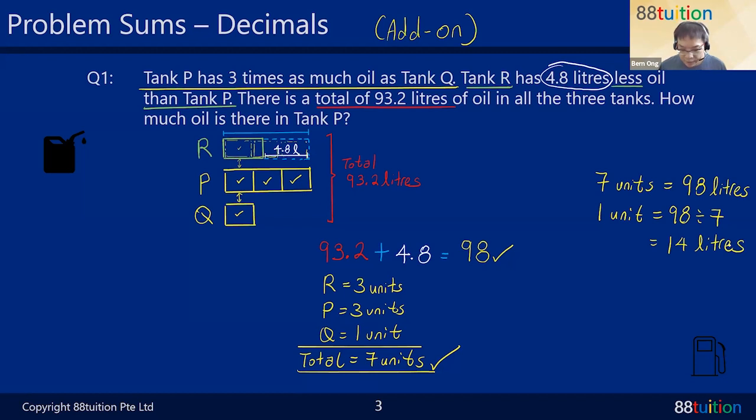And you're supposed to find how much oil is there in tank P. Oh, P got 3 units. Very good. So it's simply 14 times 3. The answer will be 42 liters. Ta-da! Can you see that?